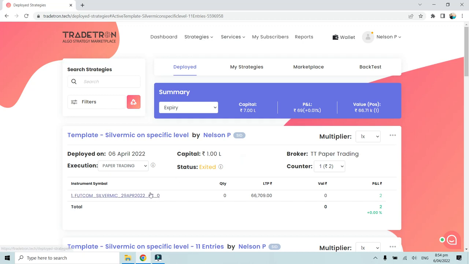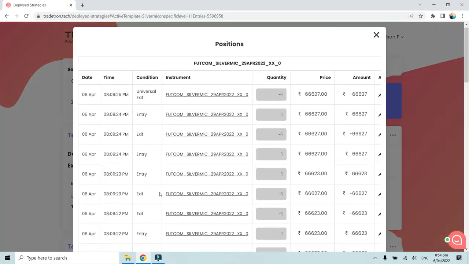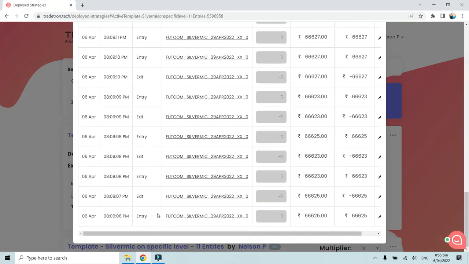As we can see over here, this was deployed today itself, and we will see the trades that have happened in this strategy. So over here, as you can see, the first entry happened at 8:09 p.m. in Future Silver Micro, and within 1 second this strategy got exited. So as you can see, one future of Silver Micro was bought at 66,625 at 8:09 p.m. and 6 seconds, whereas it got exited the very next second.